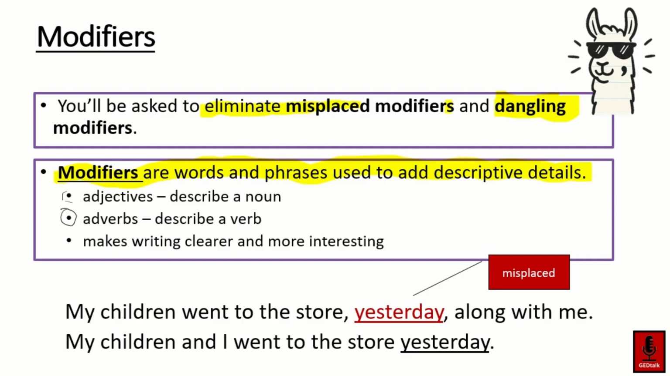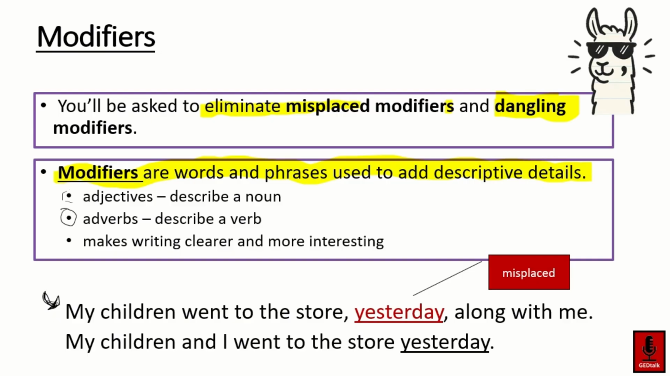So for example, and this is our first example of many that we're about to look at when it comes to modifiers, you could have the sentence, my children went to the store yesterday along with me. So this word yesterday is the misplaced modifier. This word yesterday, we don't need it within the sentence in order for the sentence to make sense. We could say my children went to the store along with me.